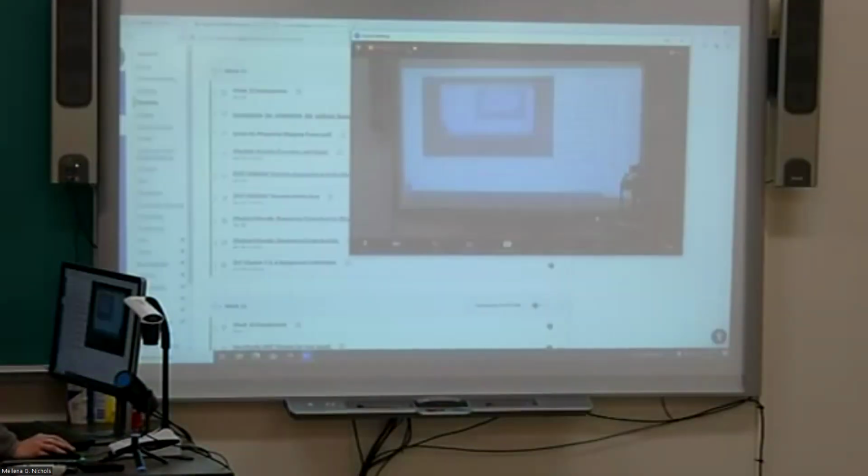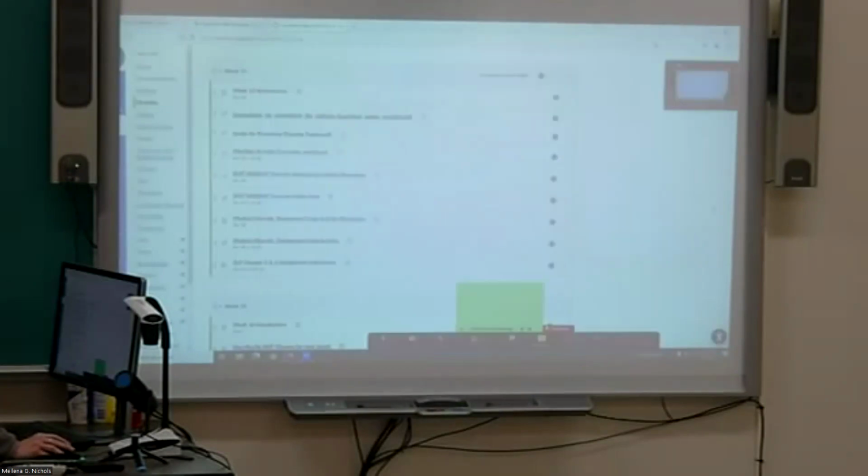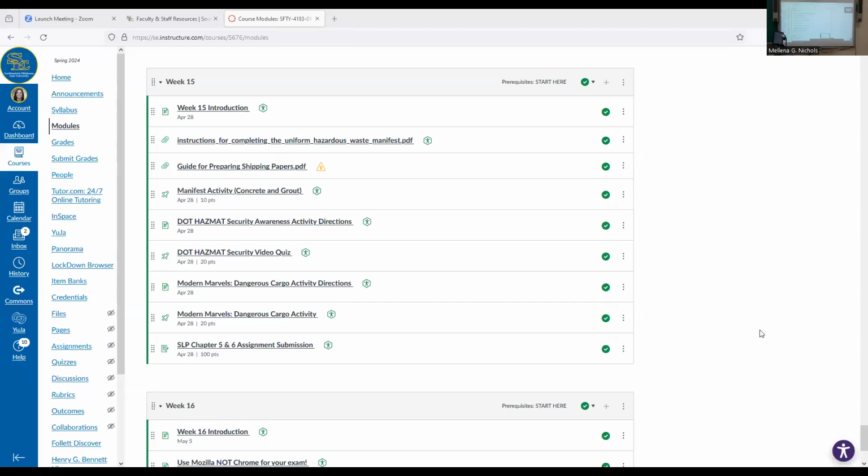All right, we are going to get started on this week's assignments. In Canvas, I brought that up so that you guys can see where I've moved everything for this week.